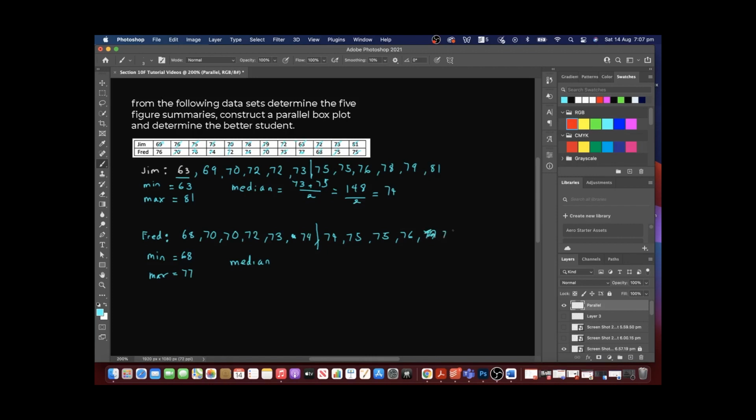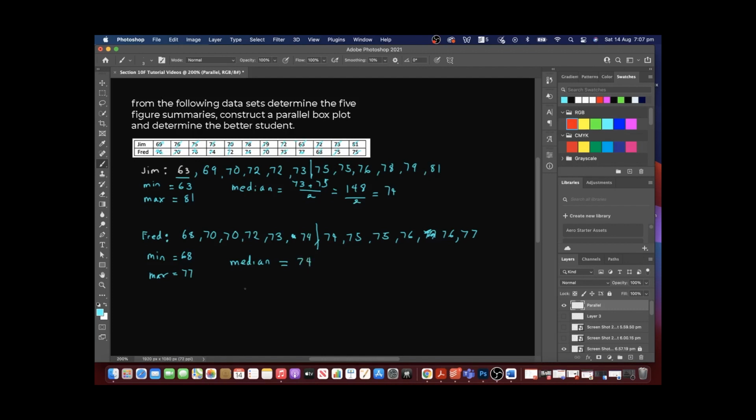So 6 and then 77. So we forgot to put in this 76 over here. Okay, so it should be 6 other side now. 1, 2, 3, 4, 5, 6, and 1, 2, 3, 4, 5, 6. Okay. So because the median is between 74 and 74, if we add those together and divide by 2, we're just going to get 74. Because 2 times 74 divided by 2 is just 74.